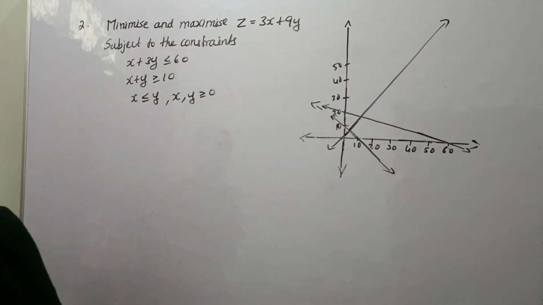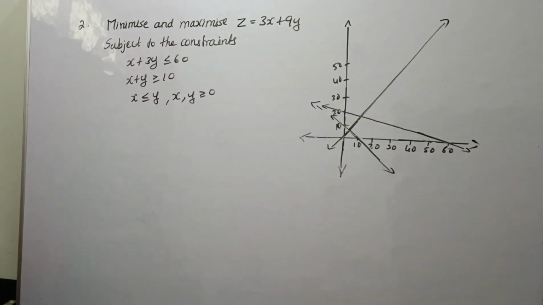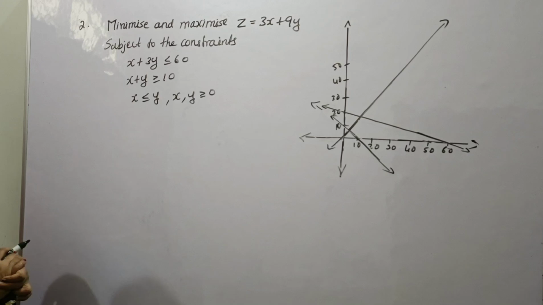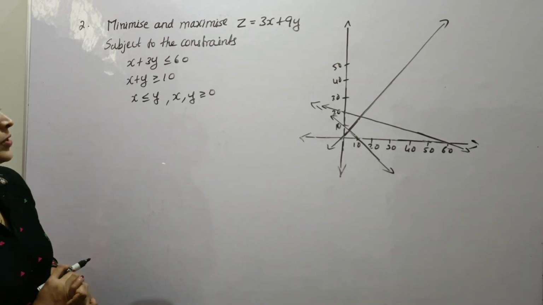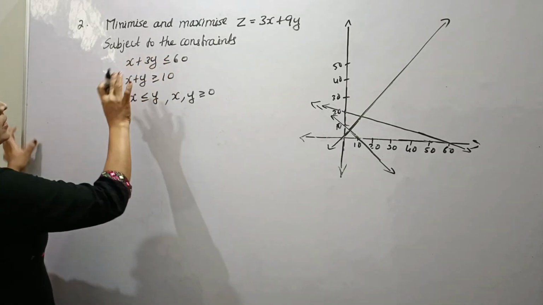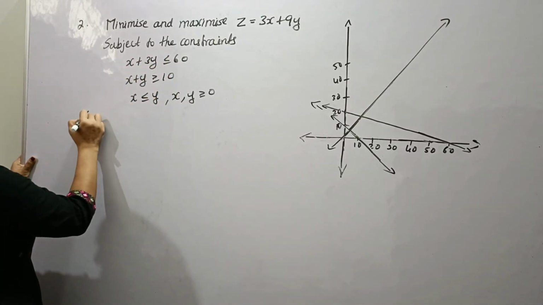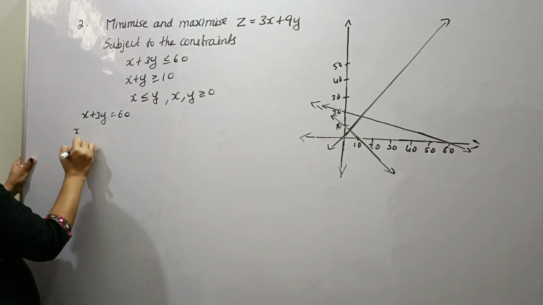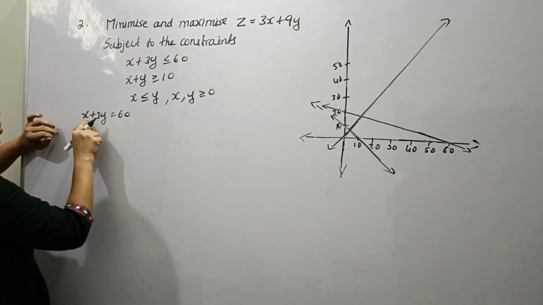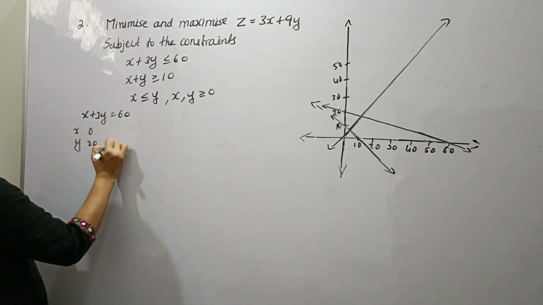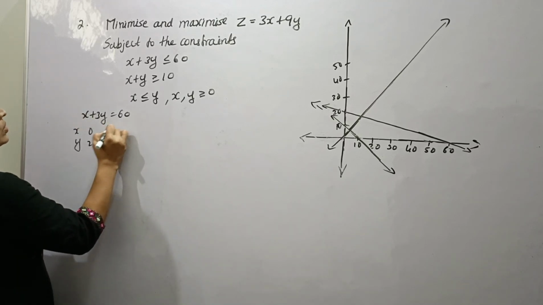Next question: minimize and maximize z is equal to 3x plus 9y subject to the constraints x plus 3y less than or equal to 60, x plus y greater than or equal to 10, x less than or equal to y, x, y greater than or equal to 0. First of all we have to draw the graph. For the graph we consider each constraint. x plus 3y is equal to 60. When x is equal to 0, y is equal to 20. When y is equal to 0, x is equal to 60.